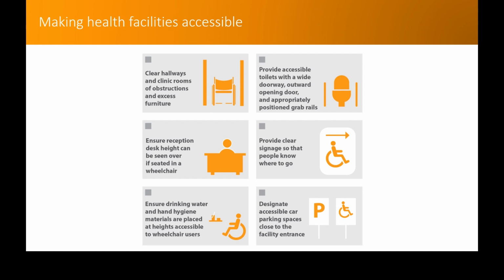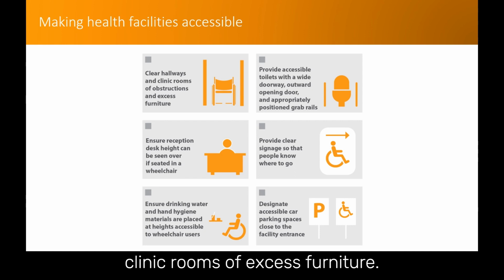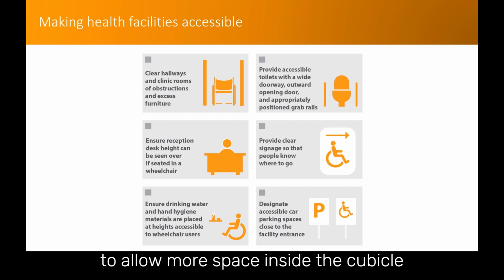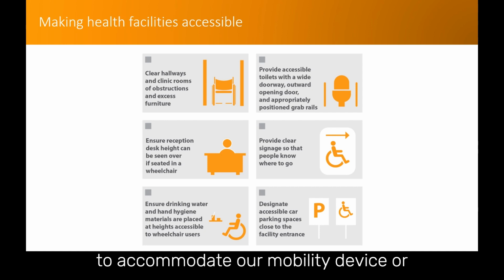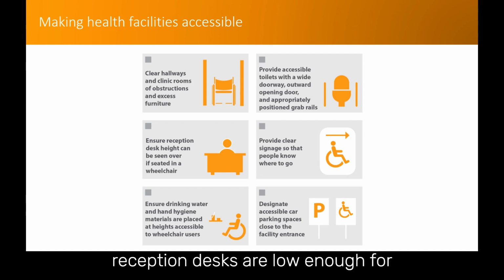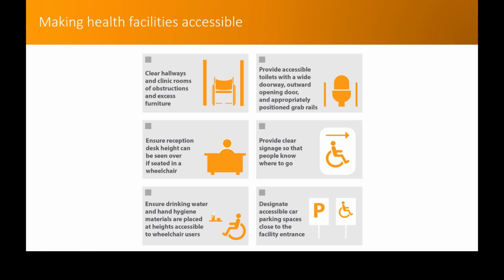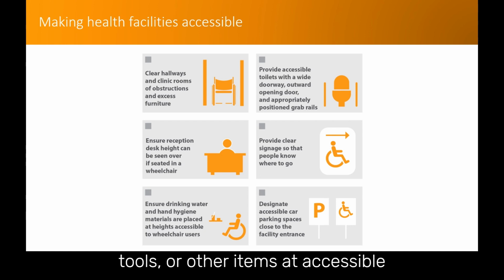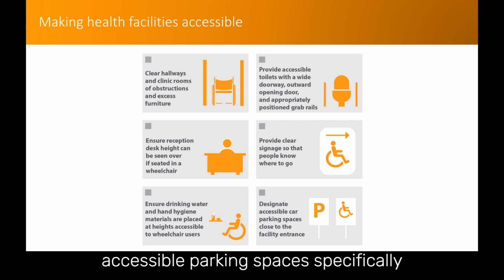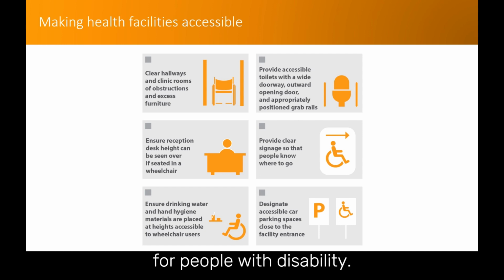For example, clearing hallways, waiting areas, and clinic rooms of excess furniture; altering toilet doors to swing outwards to allow more space inside the cubicle to accommodate a mobility device or support person, and adding grab rails to make it easier to transfer on and off toilets. Making sure reception desks are low enough for people in wheelchairs to see over them, providing clear signage throughout the facility with white on dark contrast, placing drinking water, hand hygiene tools or other items at accessible heights, designating some car parking spaces close to the entrance as accessible parking spaces, specifically for people with disability.